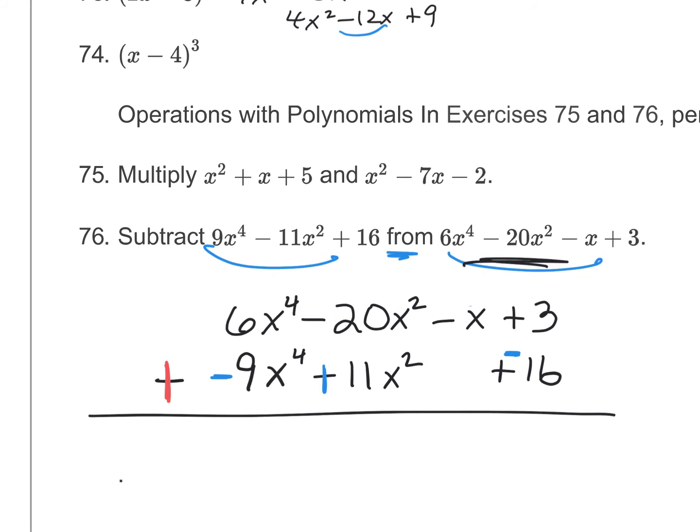So then here, positive 6x to the fourth minus 9x to the fourth gives you negative 3x to the fourth. Then this gives you negative 9x squared, nothing to group with the x. And then 3 plus negative 16 is negative 13. Be very careful on the subtraction questions.